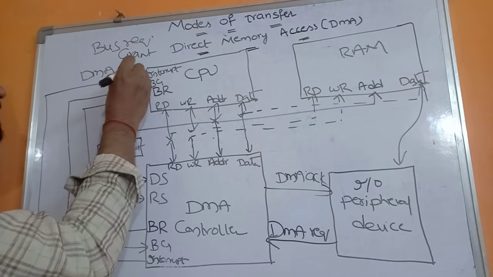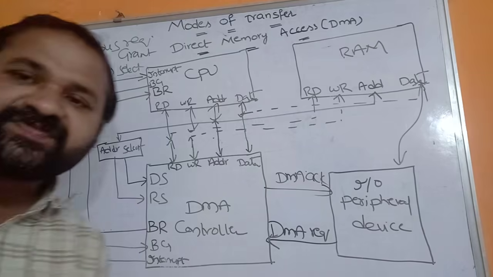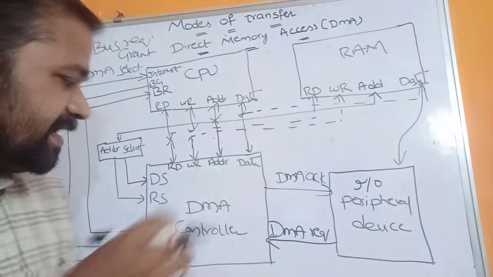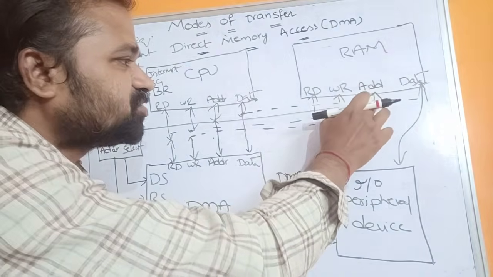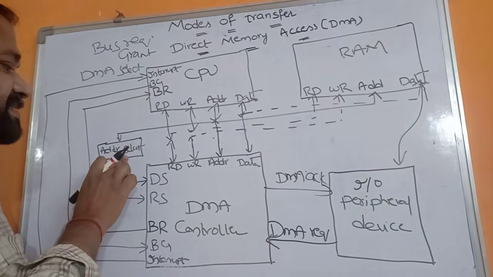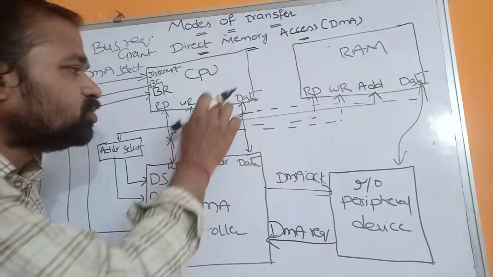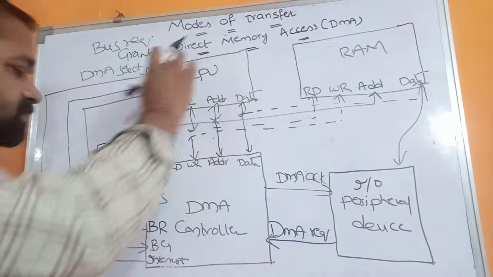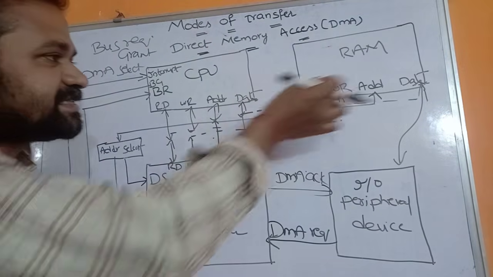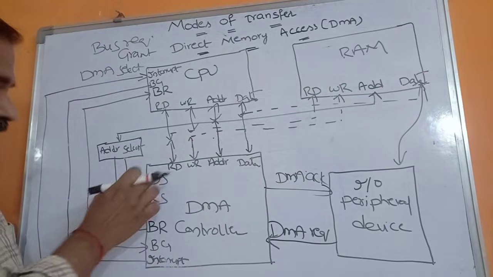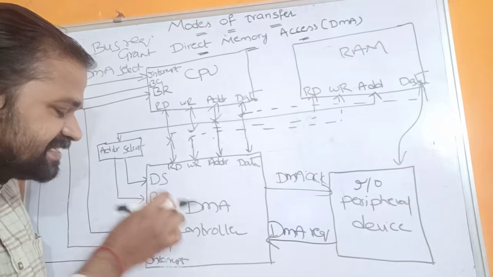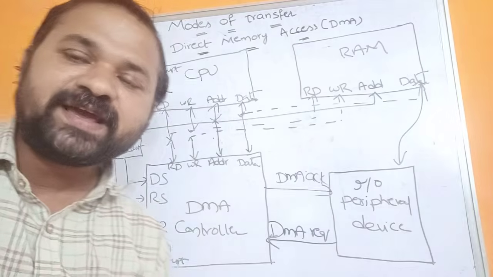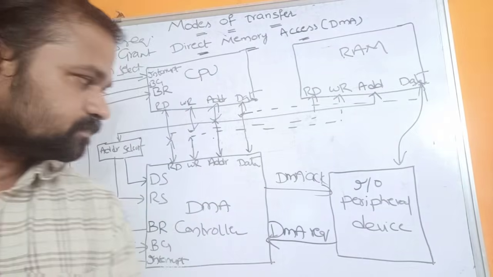DS stands for DMA select, whereas RS stands for register select. Here we can select DMA with the help of this address bus. These address lines are connected to address select, and also to the address lines of the CPU. With the help of these address lines, the DMA select as well as the register select, the corresponding DMA controller will be selected.